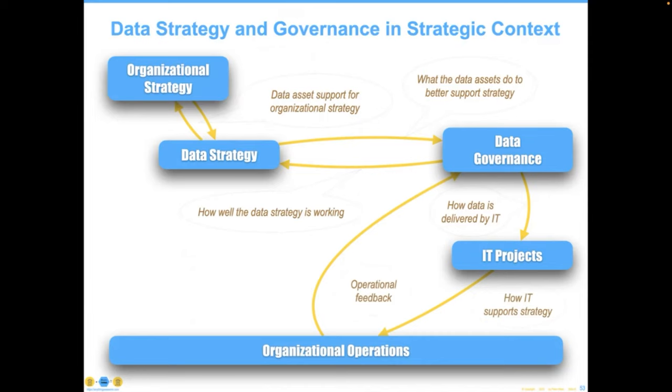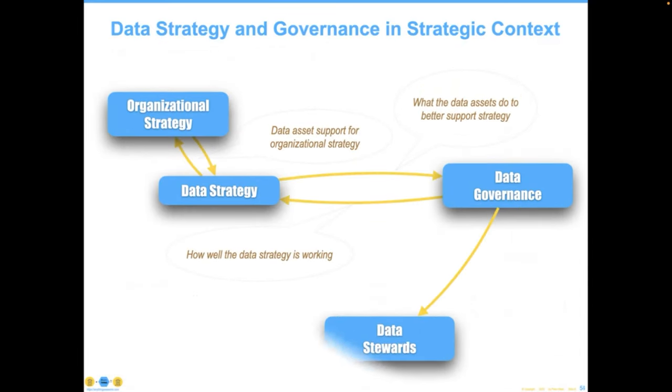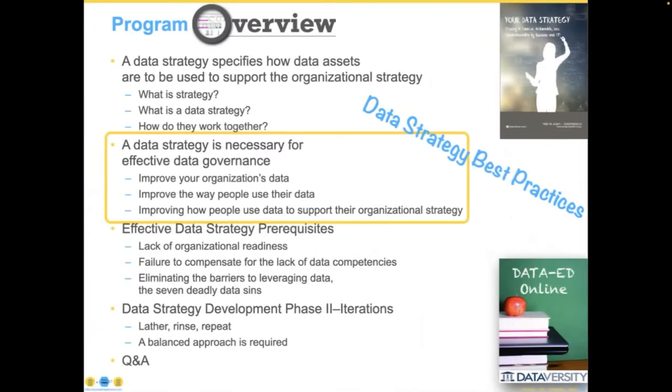I wouldn't show everybody that picture. I'd instead show them this one, which is a little bit simpler and adds in our real worker bees in this context, our data stewards. Now, our goal here from a data strategy is make sure that it's expressed in terms of business goals, and that the language of data governance is metadata, because only by including those two components in here can we really make the efforts that we're doing in data governance and data stewards really tangible to management so that they understand why we're doing things and how it's going.